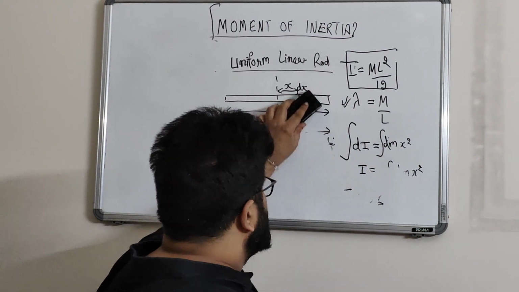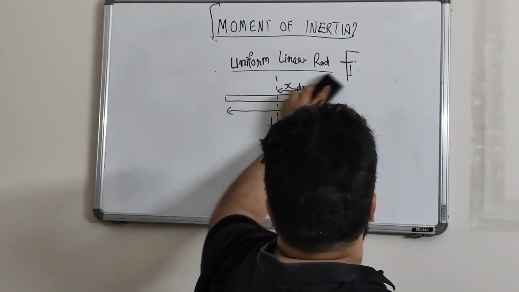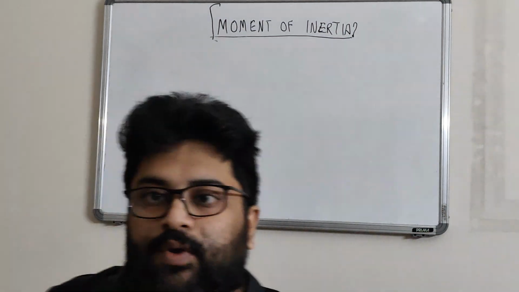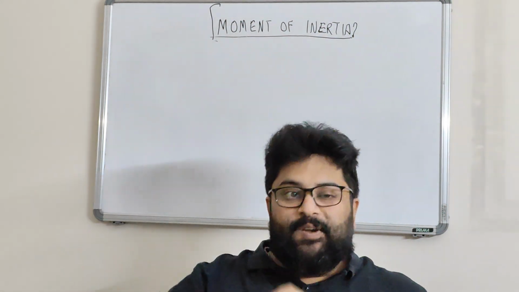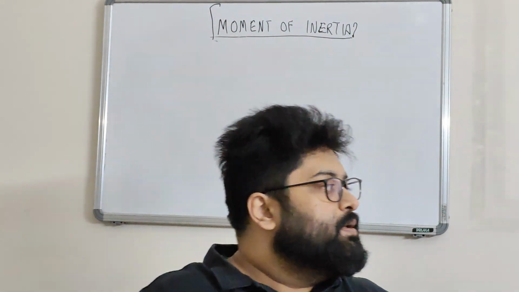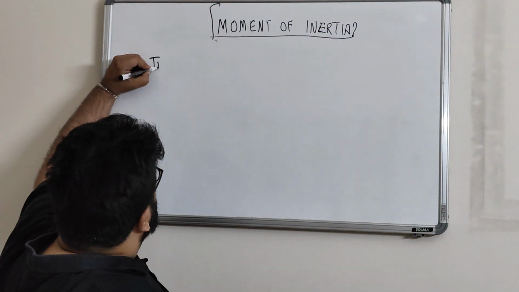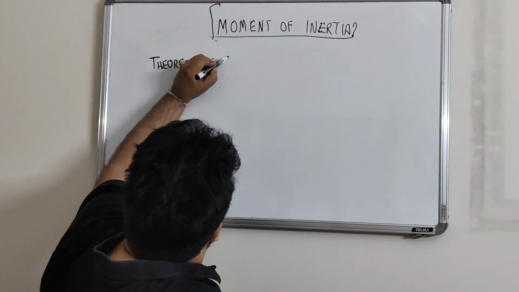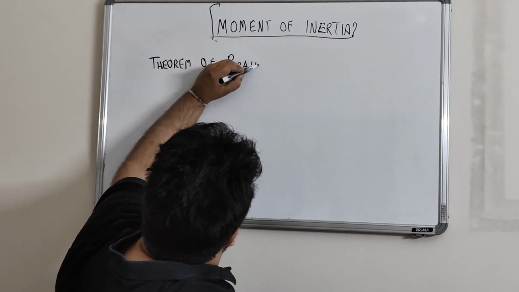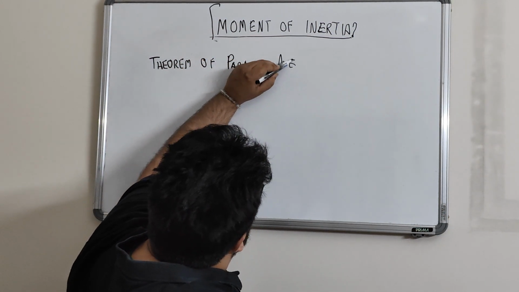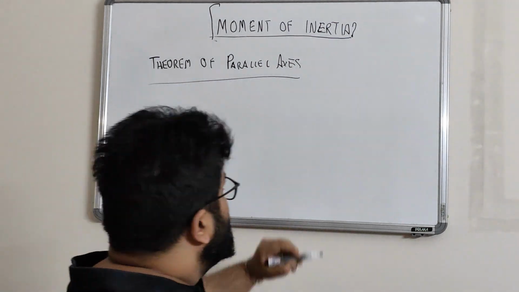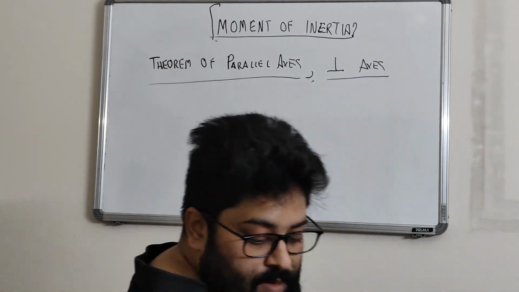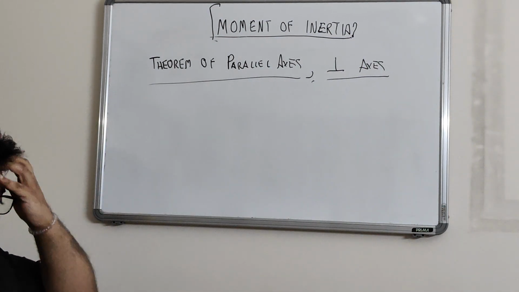If you want to look at the exercises, just pause the video and it will be fine. Okay, moving on. So when we talk about moment of inertia, we have different theorems. There is a theorem of parallel axis, and there is a theorem of perpendicular axis, right? So when we talk about the theorem of parallel axis, what does that say?